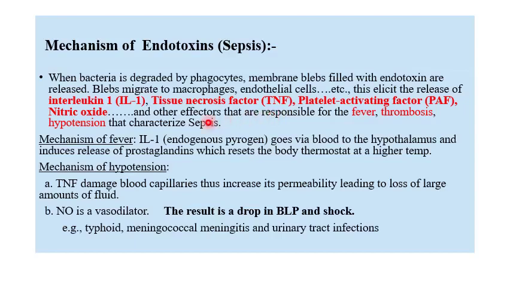طيب let's see the mechanism of each of these just to refresh your mind. يعني الانترلوكين 1 بيعمل ايه؟ ده هو اللي بيسبب الفيفر. فالفيفر interleukin 1 we call it endogenous pyrogen goes through the blood to the hypothalamus and induces release of the prostaglandins which reset the body thermostat at a higher temperature. وبالتالي usually في gram-negative infections بنلاقي فيه لازم fever.